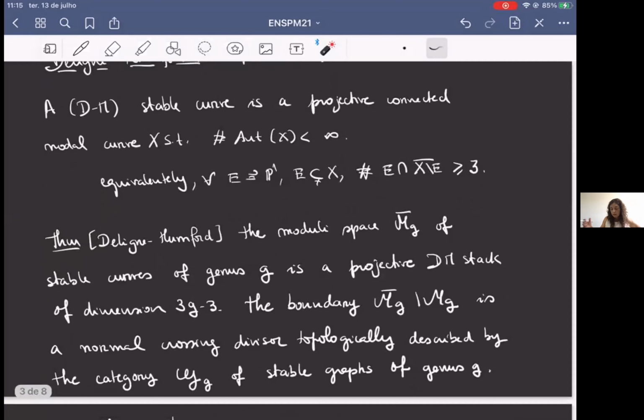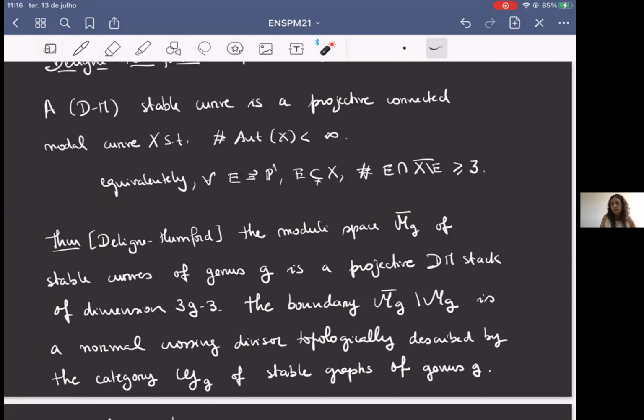And then the very big theorem due to Deligne-Mumford in the 60s is that the moduli space M_g bar, which parameterizes stable curves of genus g, is a projective Deligne-Mumford stack of dimension 3g minus 3. Projective means that it's a Deligne-Mumford stack with coarse moduli space, which is a projective variety. So you get a nice compactification where the points in the boundary parameterize curves that you can easily study.